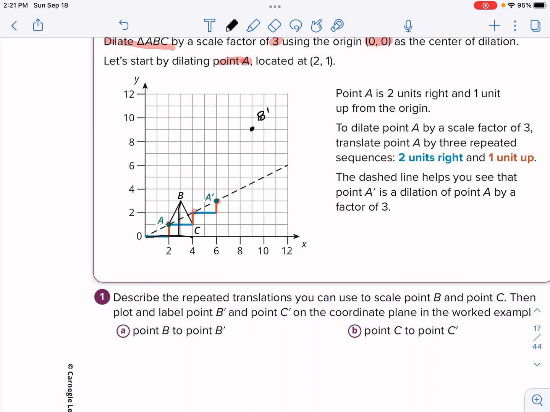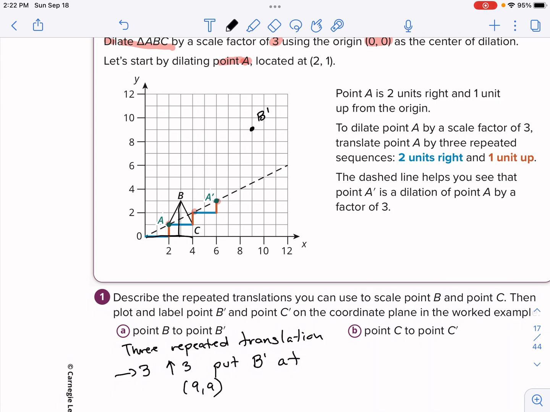Sorry about that. So we're going to say 3 repeated translations of going right 3 and up 3 puts B prime at 9, 9.